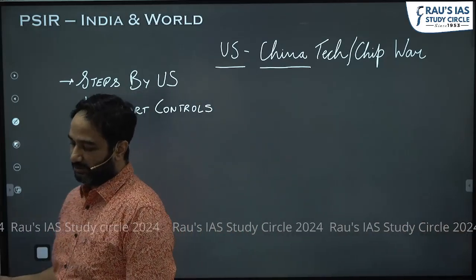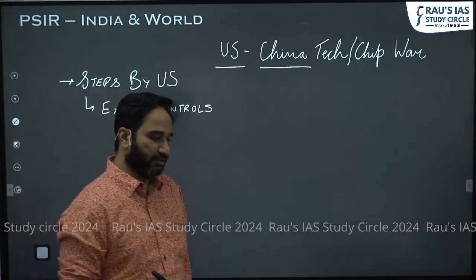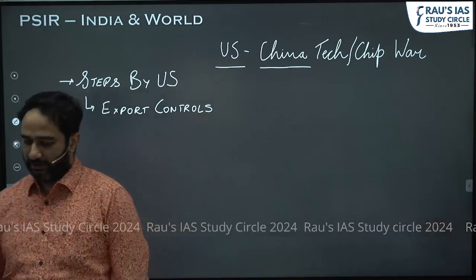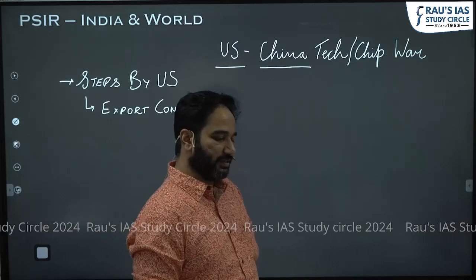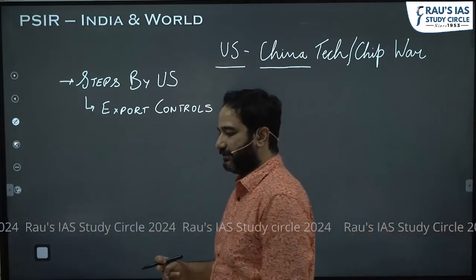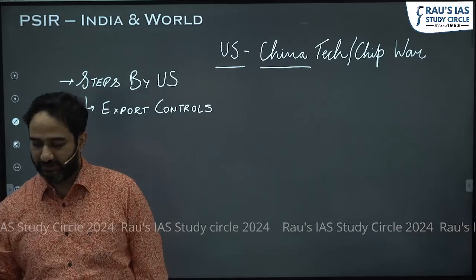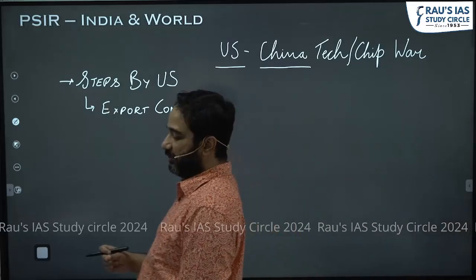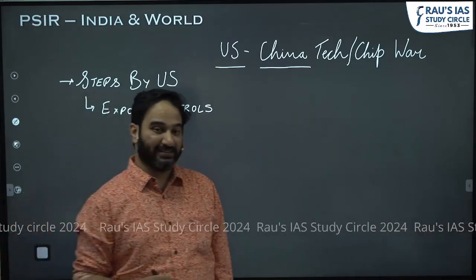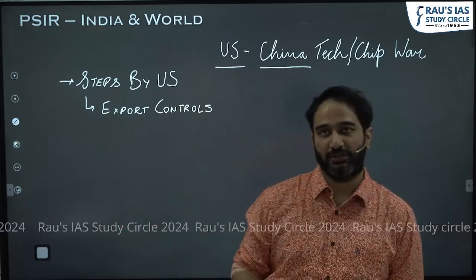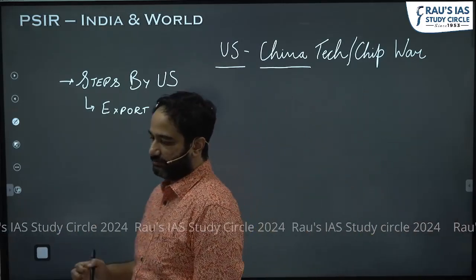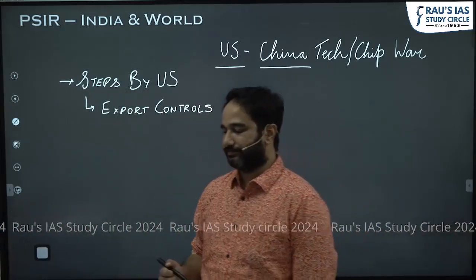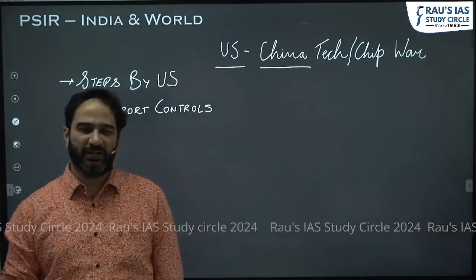In 2023, the US regulated investment by US companies in Chinese semiconductor industries as a state of emergency. So this is what Biden did.